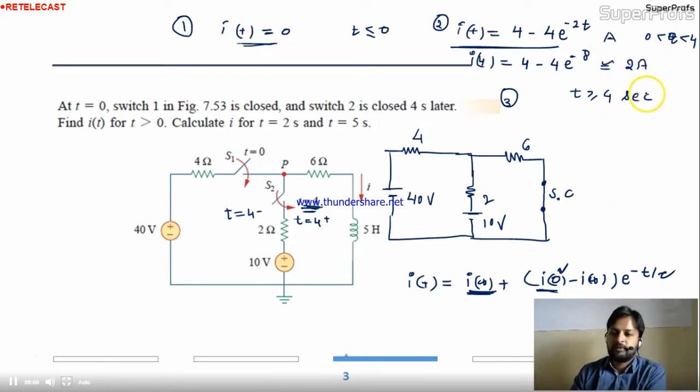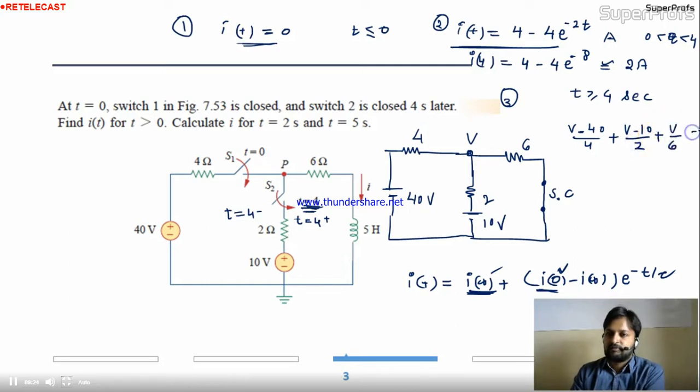It will be near around 2 ampere. Now you get I0. Now calculate I infinity. This is the case of I infinity. We are shorting the inductor and we have to calculate the current over here. Assume this is V. By nodal analysis, V minus 40 divided by 4 plus V minus 10 divided by 2 plus V by 6 equal to 0.